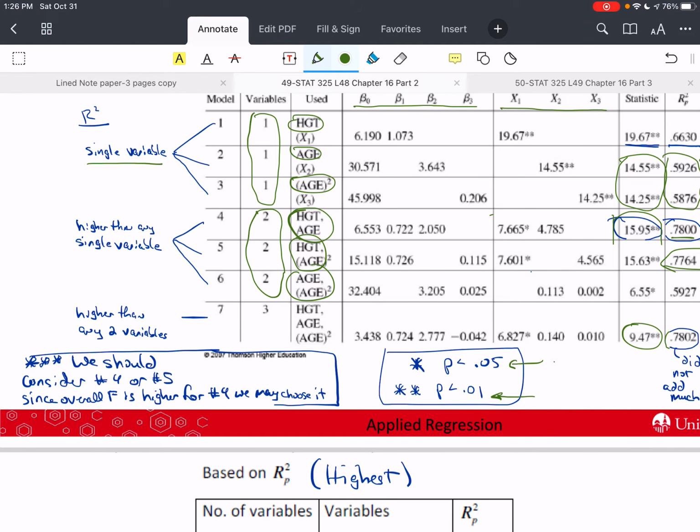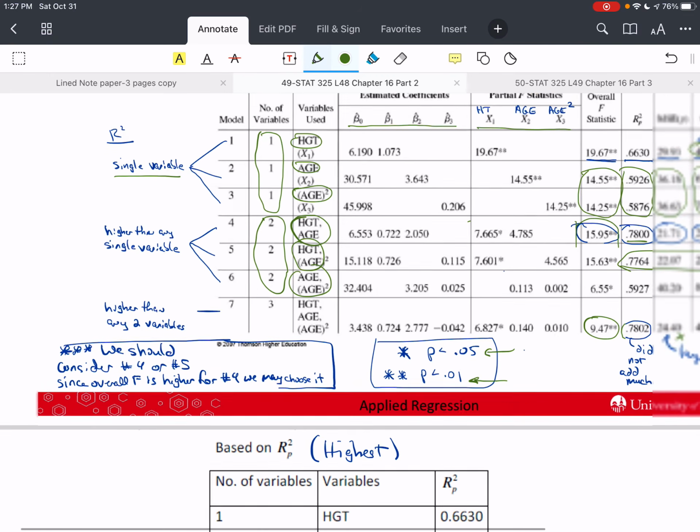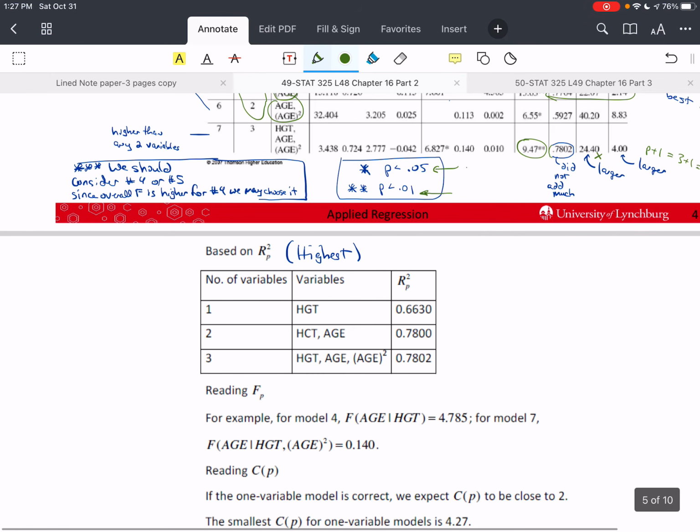Okay, so the book says we should consider number 4 or 5, but since the overall F is higher for number 4, we may choose it. I would also say again the argument about the difference between age and age squared, trying to explain that to someone, I would choose age, just practically speaking. Okay, so we looked at, based on R squared alone, the highest for the number one, the best model for one variable would have height in it. And the best 2 variable model would be height and age, and the best 3 variable model would be height, age, and age squared.